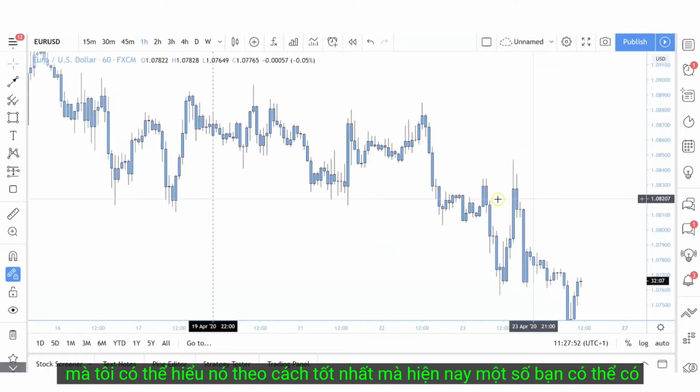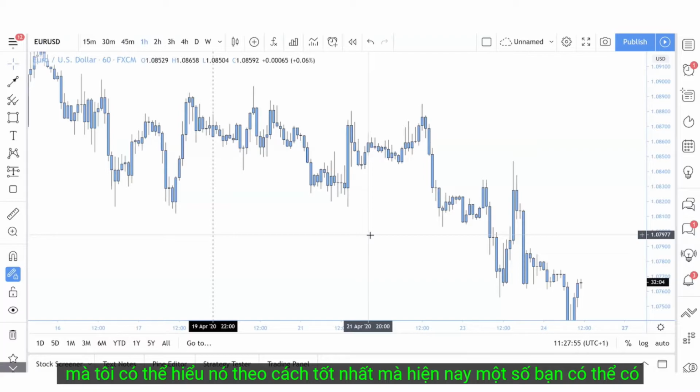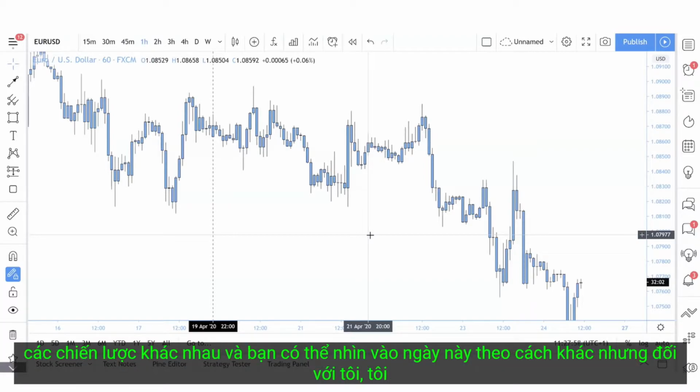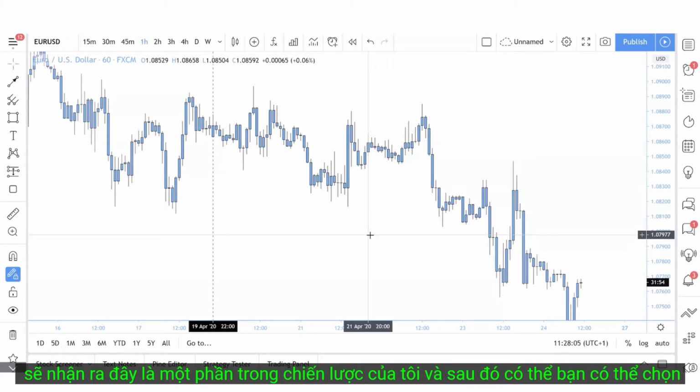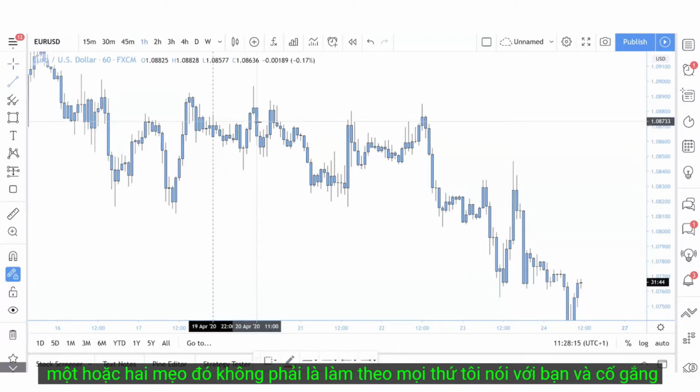Now, granted, some of you may have different strategies and you may look at this data differently, but for me, I'm going to be recognizing this as part of my strategy, and then maybe you can pick up a tip or two. It's not about taking everything I tell you and trying to apply it 100%. It's about extracting what's going to work for you and then applying it to your advantage.